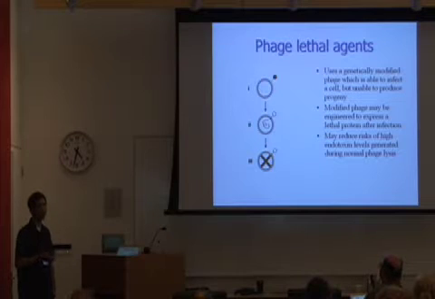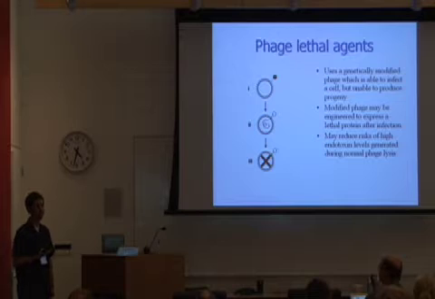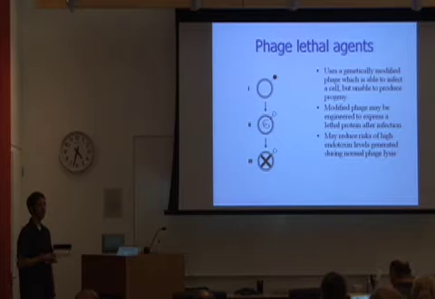Now, I'm not going to talk too much about this because there are exactly two papers that I can find on this technology. One of them uses a defective phage, the other one has the phage delivering a protein which is lethal to the cell upon expression. And they've done a little bit of mouse work and they've shown some efficacy.